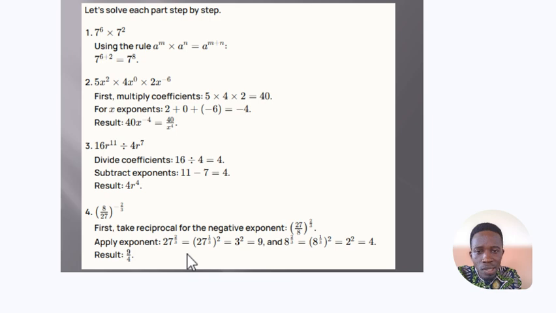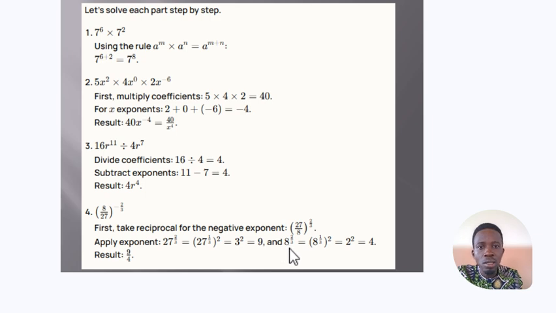We now split them. They can be split. 27 will take the power 2 over 3, and 8 will also take the power 2 over 3. 27 raised to power 2 over 3: you take the cube root of 27, then raise it to power 2. I told you the cube root of 27 is 3, a number you multiply by itself 3 times to give you 27. That is 3. Then 3 raised to power 2 is 9.